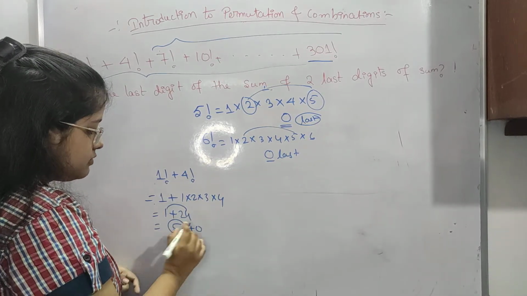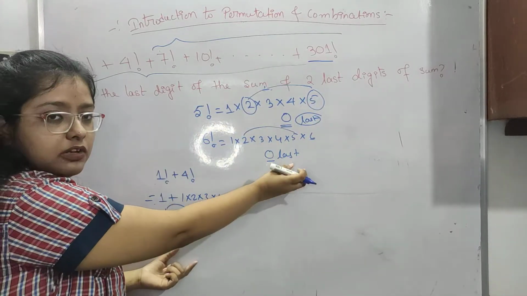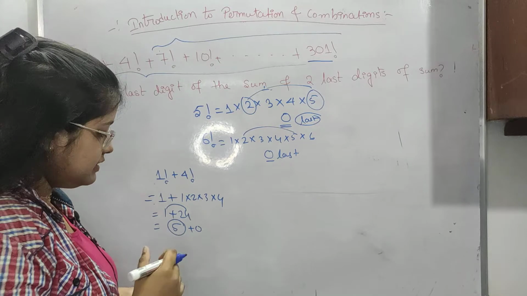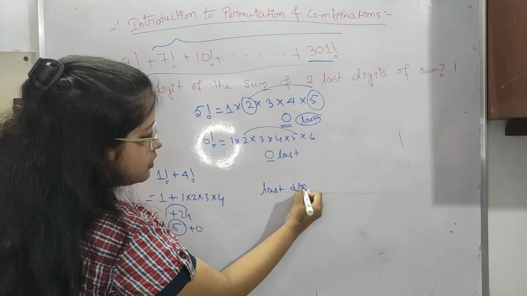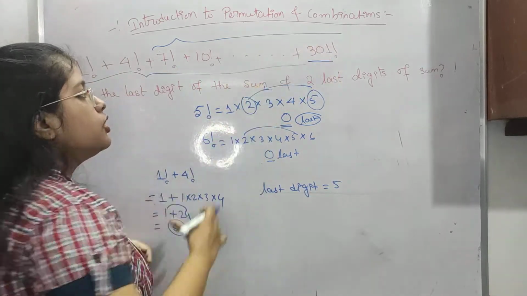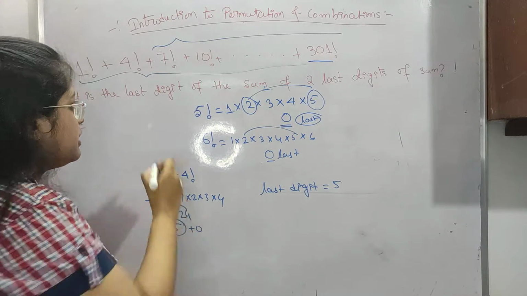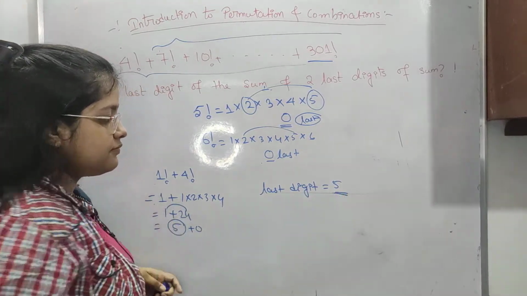We are not calculating the whole thing, we are calculating only the last digit, because we are asked only the last digit. So from here till here we will have last digit as 0, but from these two we are getting last digit as 5. So the total last digit is 5.